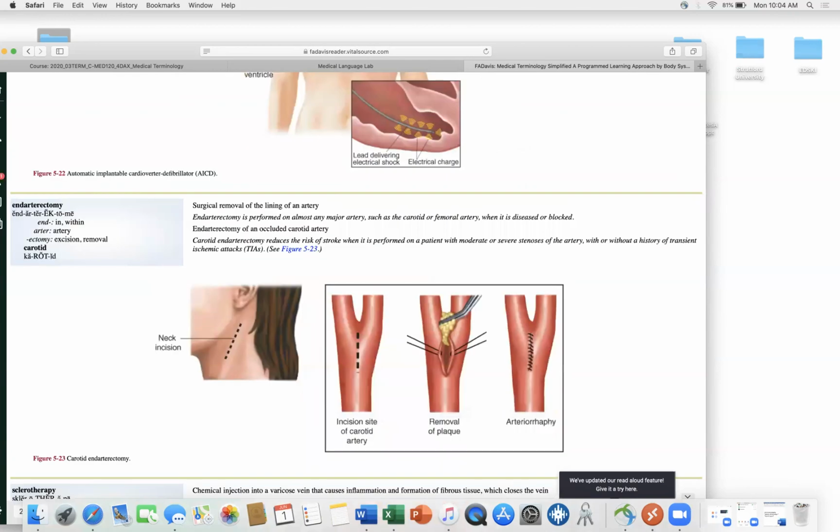Endarterectomy, ectomy means to cut, endo means within. So what are we doing? I'm cutting within, or I'm cutting out from within. And you could see here, dangerous triangle of the neck. They did an endarterectomy with an arteriography. So what do they do? Ectomy, they remove the plaque, and they repaired it.